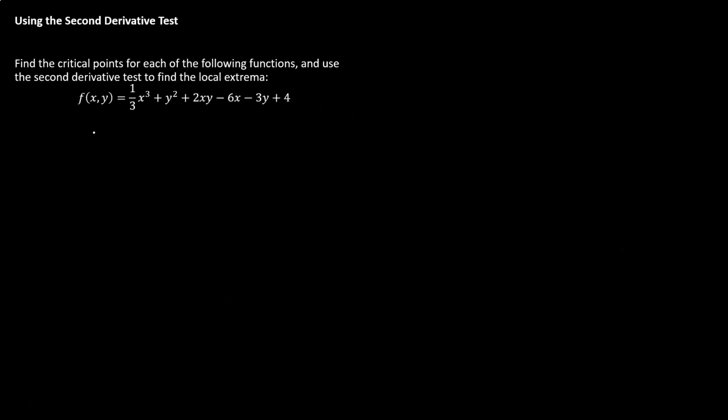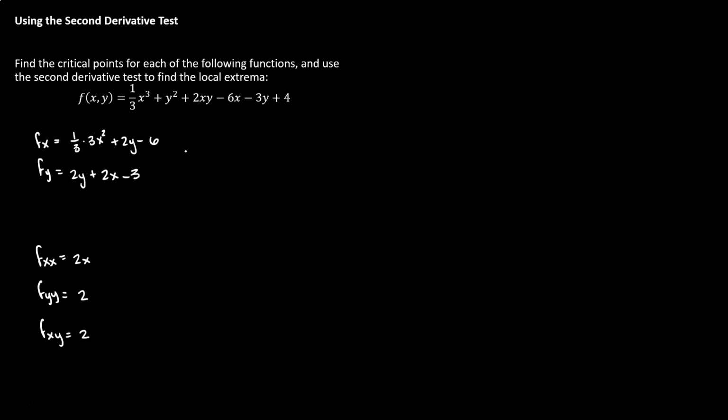Let's do one more example, again using the second derivative test. So we know we need our x partial, our y partial, our second order x, second order y, and our mixed partial. After we calculate each of the derivatives that we need, we can create the system of equations where our first order partials are set equal to 0, using whichever method we want to solve this system.